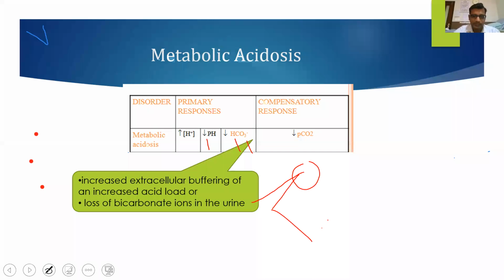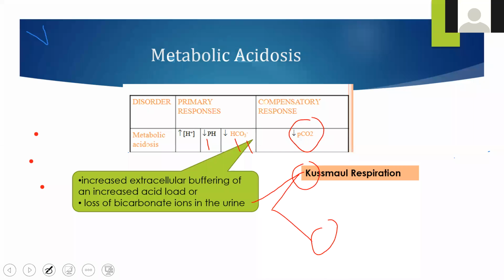Second, there could be some extra acids in the body that have caused extracellular buffering. So there are some extra acids which were buffered by bicarbonate, and these extra acids have decreased the bicarbonate. That is high anion gap metabolic acidosis. The compensatory response would be to hyperventilate and decrease the CO2. That is what we call acidotic breathing or Kussmaul respiration.